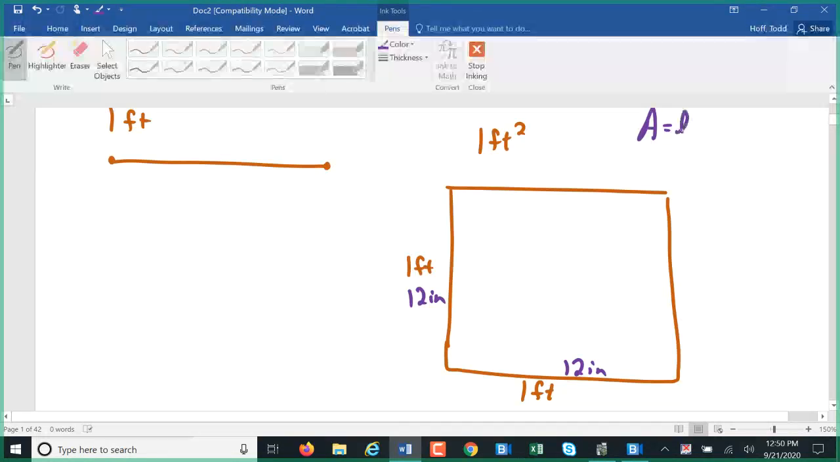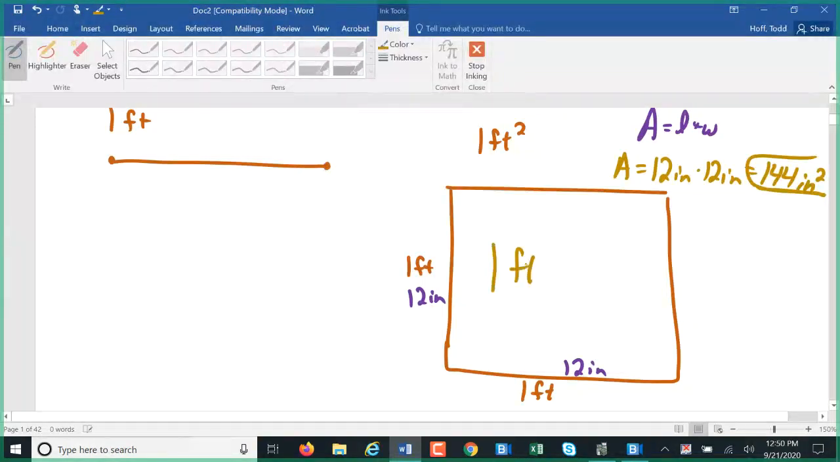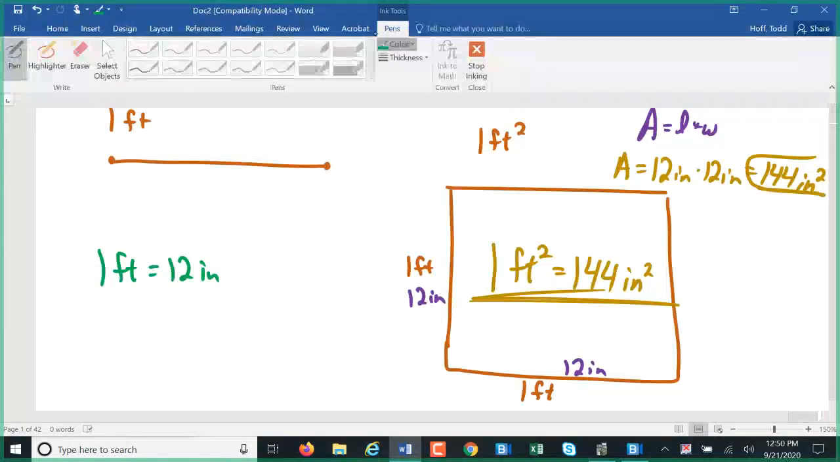Area is length times width. Since this is a square, they're both the same. The area of this is 12 inches times 12 inches, or 144 inches squared, or square inches. 1 square foot equals 144 square inches. Notice it is not the same as the linear conversion. The linear conversion, 1 linear foot, of course, equals 12 linear inches. There's a relationship, however.